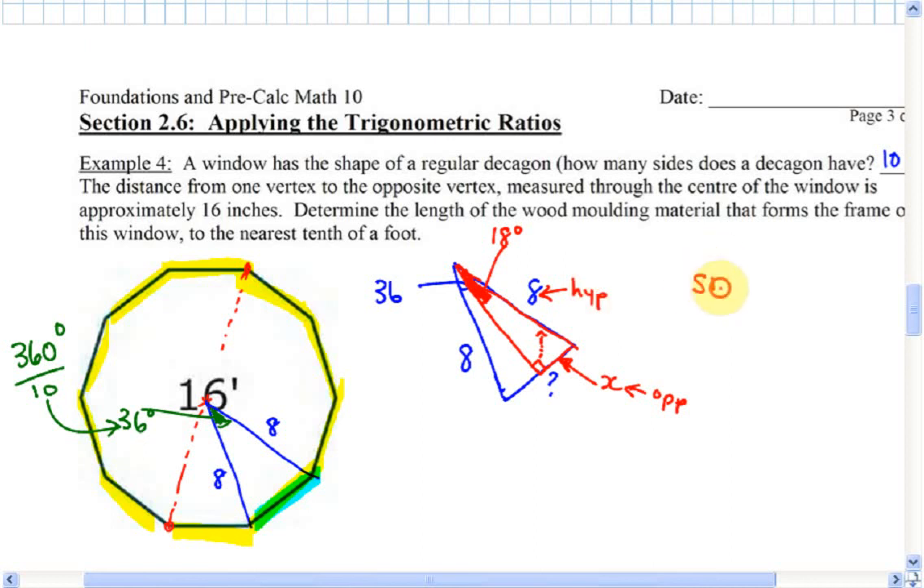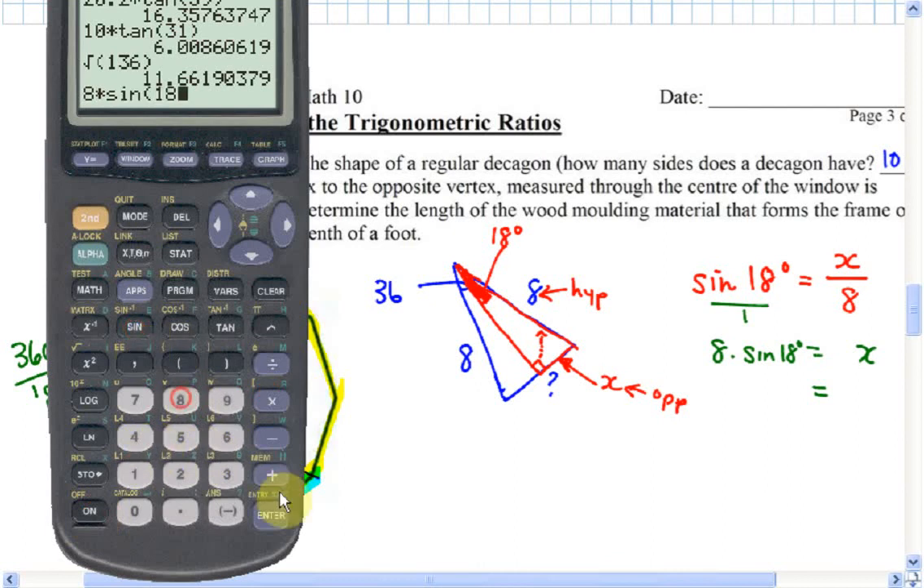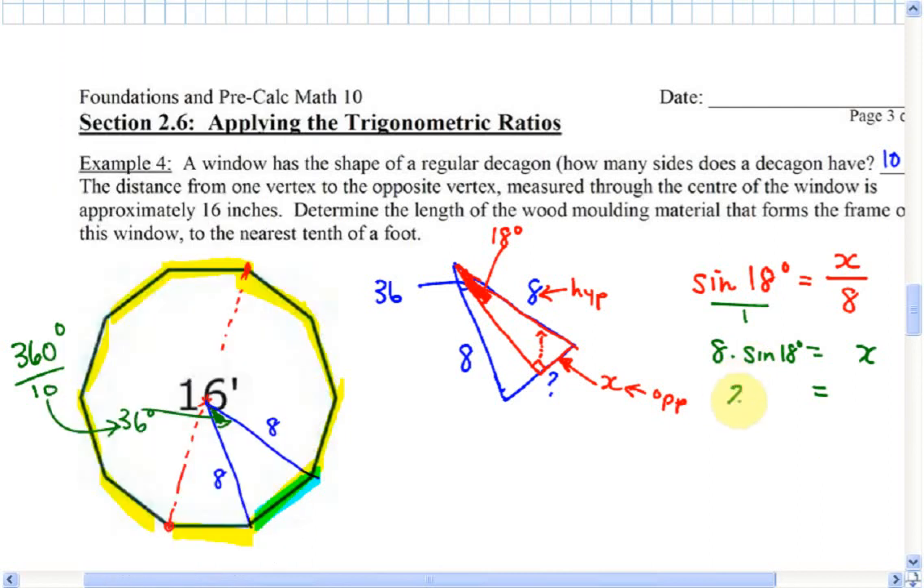Good. Sine 18 equals opposite over hypotenuse. Go ahead and solve for x, please. Okay. We'll cross multiply. 8 times sine 18. Okay. Keep going, please. 8 times sine 18. 2.5? Okay. Let's go 2.47. I'll do 2 decimal places for now. 2.47. That's x. Good.